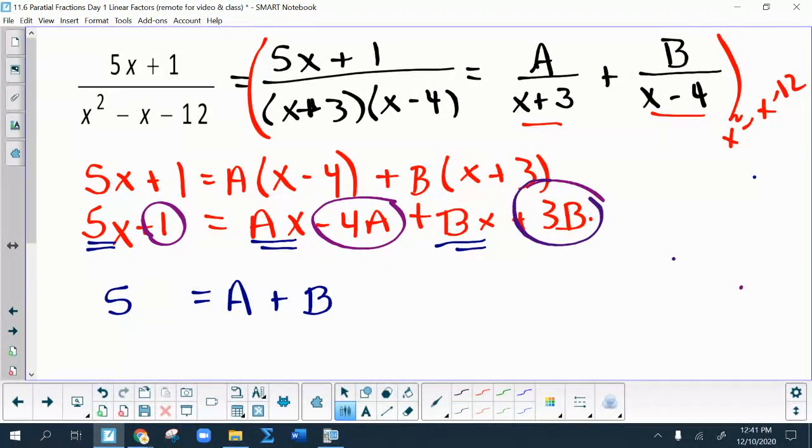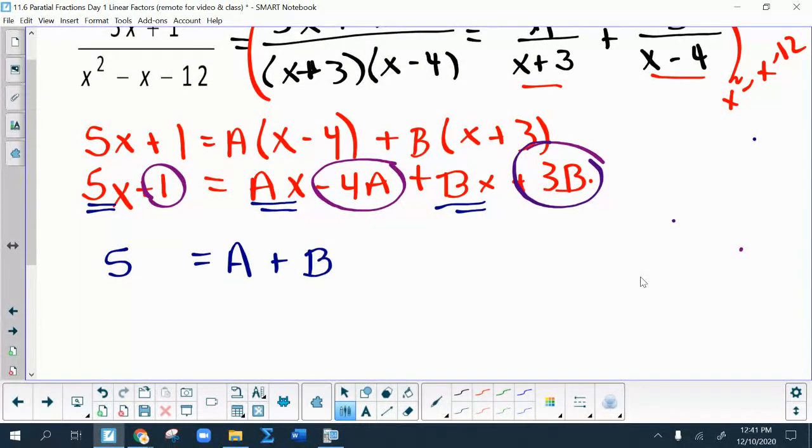So I have this negative 4a and this positive 3b that are constants on the right-hand side. I had distributed that incorrectly. So now I can say, well, 1 is the constant on the left, and that has to equal the combination of the constants on the right. So I've now set up a system of equations.